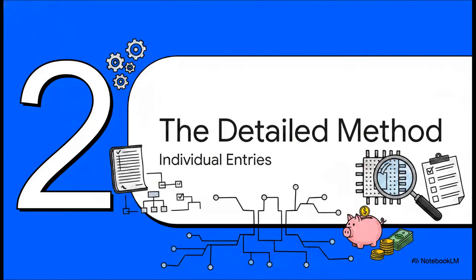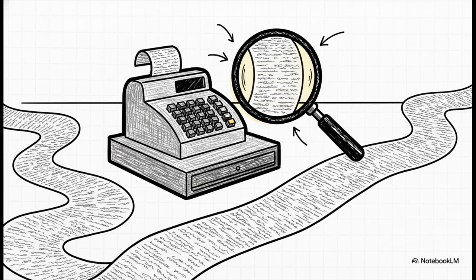Moving on to Section 2, the detailed method. Let's tackle the heavy lifting first. This is the meticulous, super granular path for incorporating those operational results. Think of the detailed method like reading every single item on a ridiculously long grocery receipt. You are tracking every penny of revenue and expense.